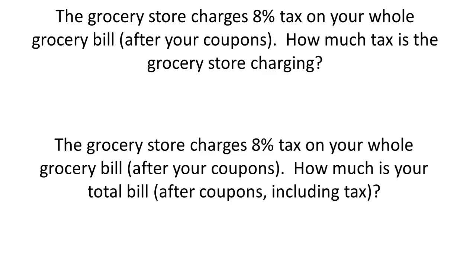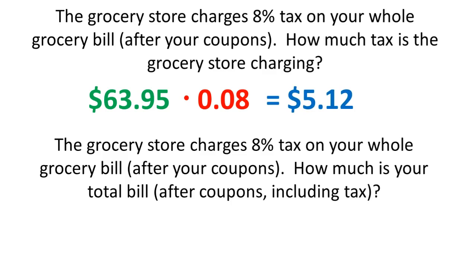So this is another case of just taking the bite out of the apple. I have $63.95, which is my discounted amount, and I want to find what is 8%. I want to know how big the bite is. So I'm just going to multiply by 0.08, which is 8% in decimal form. Move the decimal 2 places to the left or divide by 100. When I multiply those together, I get $5.12. That is how much tax is going to the government. That's how much the store collects so that they can pay their income tax.